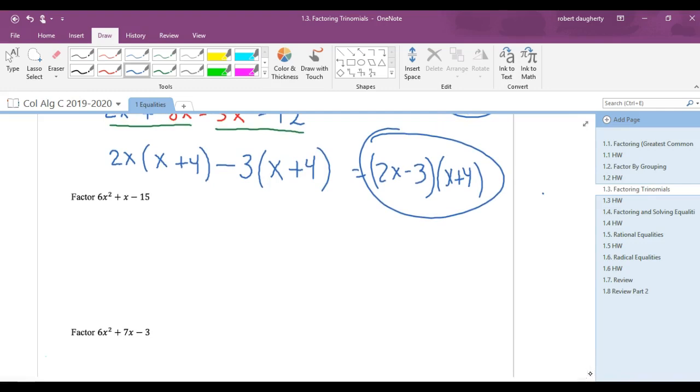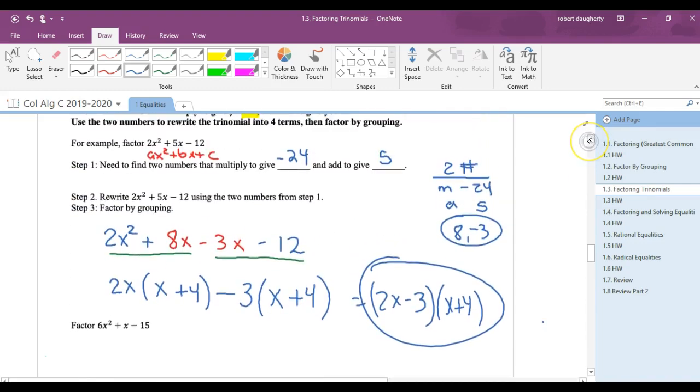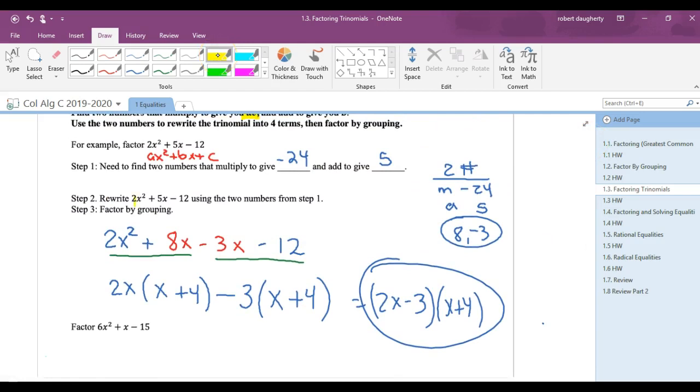You multiply this and this, okay? So to factor something that looks like this, you have to multiply a times c, the first number and the second number. When the number in front was a 1 in the previous problems, you only found numbers that multiply to c and add to b. So if the number in front is not a 1, multiply that, and that's what you're looking for.